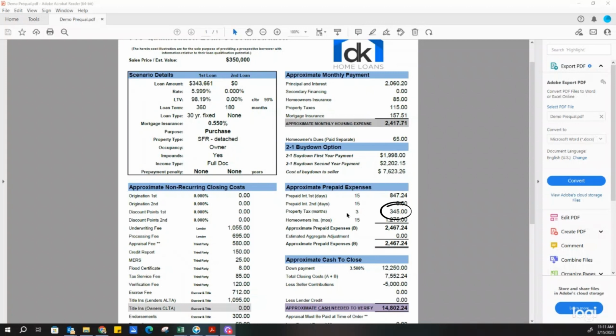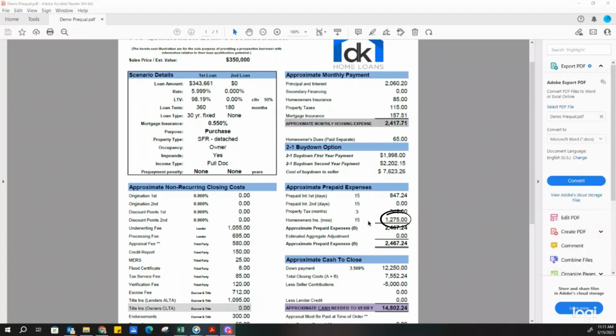Right here, we're showing property taxes at 3 months, and that is due to the fact that Maricopa County collects property taxes semi-annually, meaning twice a year. And so you pay for a certain amount up front depending on when you're going to close. So let's say that your property taxes are due in October, but you're closing in August. So they might only collect a couple months for that, because you're going to be only making one payment before the taxes come due, but you'll have owned the property for 3 months. So they might collect 4 months in that case.